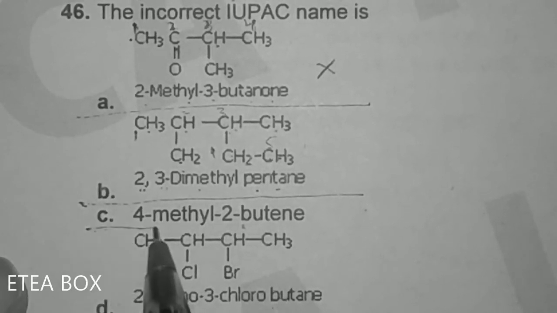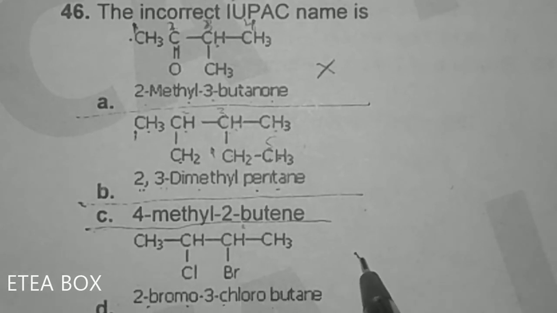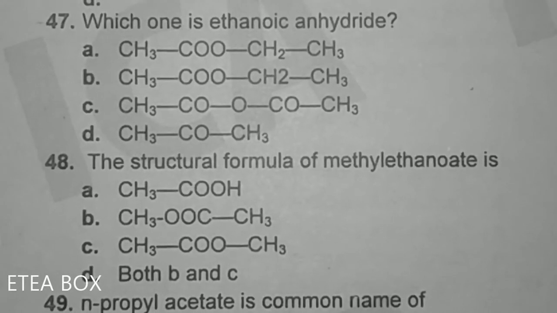Look at option C, the structure for this one is not given. And look here, 2-bromo-3-chlorobutane. So this one is also correct, and this one is also correct. Now look here, you have to start the numbering in alphabetic order, 1, 2, 3, 4, 2-bromo-3-chlorobutane. So the only incorrect one is option A. Now look at the 47th.